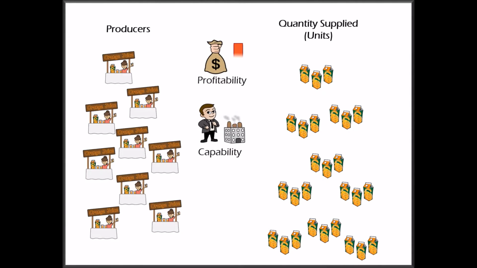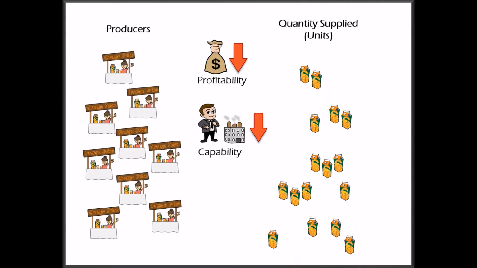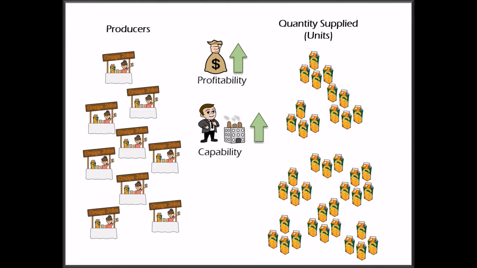What is true for one firm is also applicable to the whole market. A general decrease in profitability or capability will lead to a decrease in the market supply for that product. Note that not every single producer will necessarily decrease their supply. For those that do, they will likely not decrease their supply by the same amounts, but the total market supply will decrease. Similarly, a general increase in profitability or capability will lead to an increase in the market supply of that product.